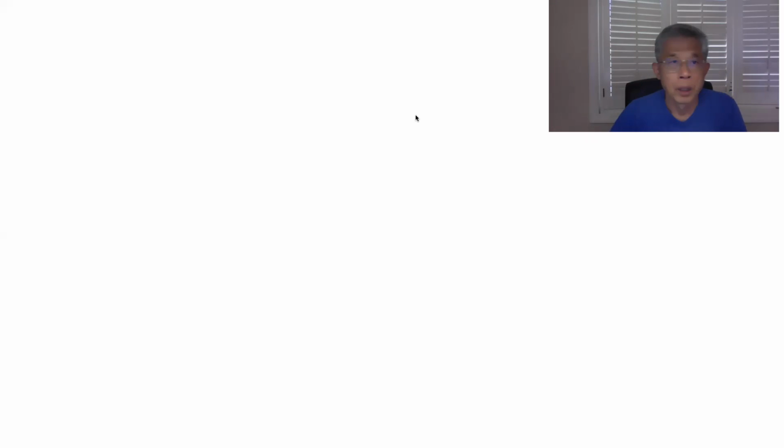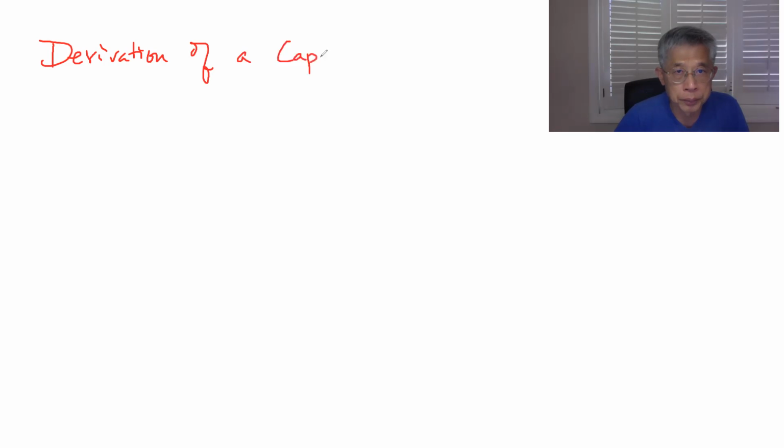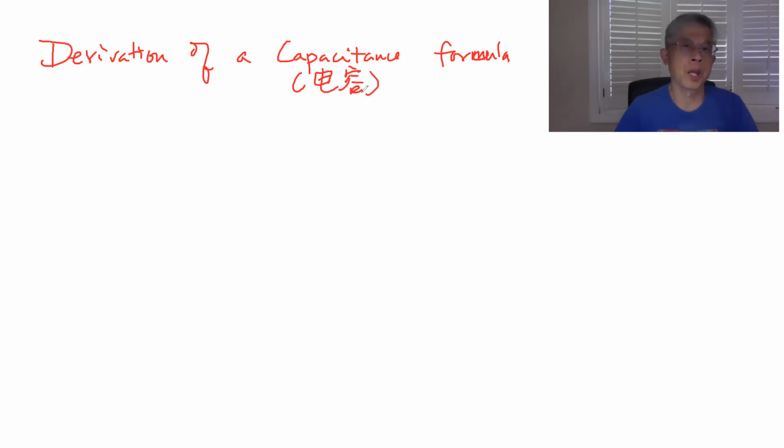Hello. Today we're going to talk about the derivation of the capacitance formula. Capacitance in Chinese is 电容. When you think about capacitance, you think about two parallel plates.